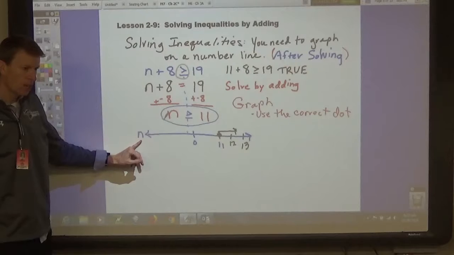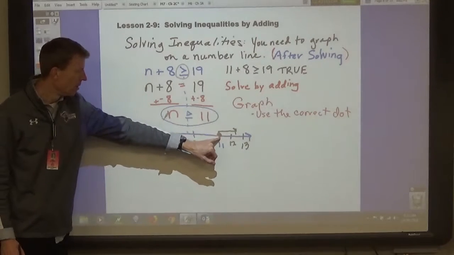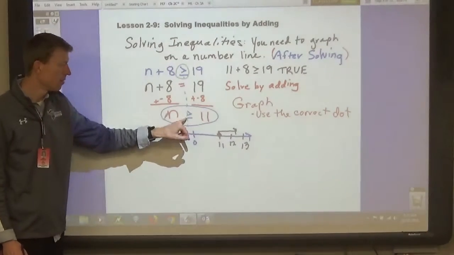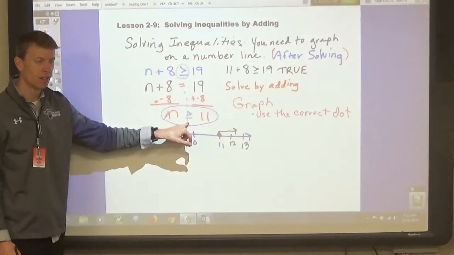So, draw a graph. N, mark 0. N is 11, so use a solid dot. Greater than or equal to 11.